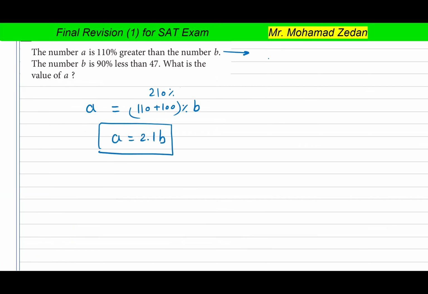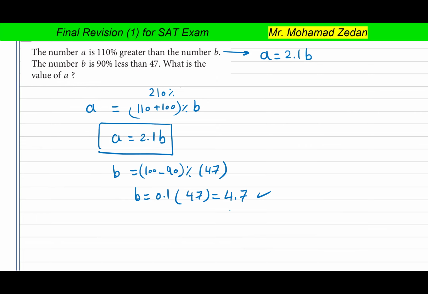Okay, the first line, equation A equals 2.1B by adding 110 plus 100. The number B is, just write B is 90% less. 90% less means just take 90 from 100. It's very simple. It's 90% less than 47. You just write 47 as a number here. 100 minus 90 is 10%, which is 0.1. 0.1 times 47, who can say, please? Multiply. What's your answer? Mentally. Who can say? No answer? 4.7. Of course. 4.7. We get now the value of B.